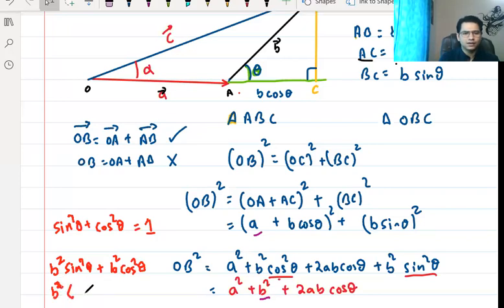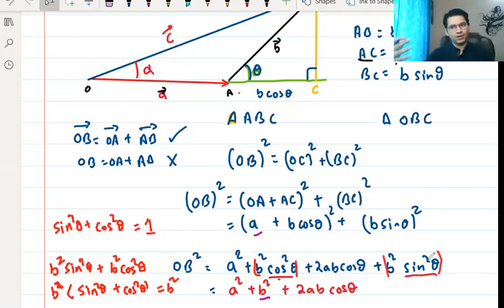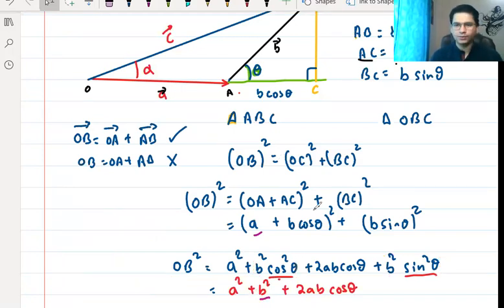So I will get sin square theta plus cos square theta, and this is nothing but 1. So it can just be written as b square. Now I had b square cos square theta plus b square sin square theta, so I can just write it as b square. Yes or no? So that is my answer.